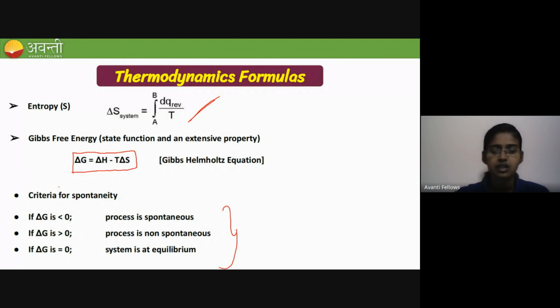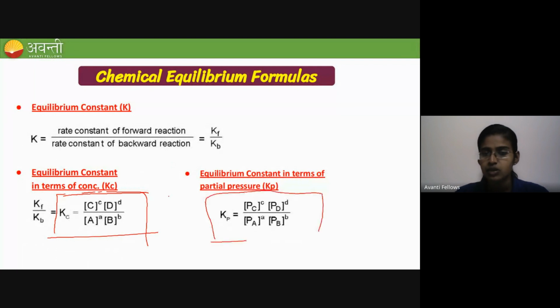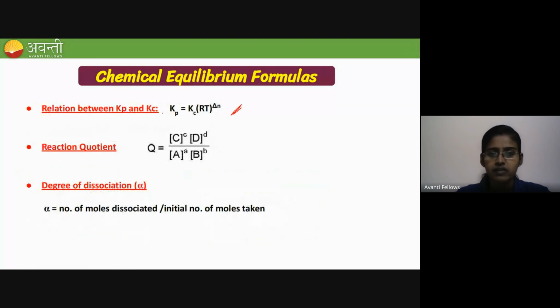Now let's move on to the chemical equilibrium formulas. The first is the equilibrium constant, which is equal to Kf by Kb. To find the equilibrium constant in terms of concentration, it is the product of the product concentrations by the reactant concentrations, raised to the stoichiometric coefficients. In terms of partial pressure, Kp is equal to Pc into Pd by Pa into Pb, raised to their stoichiometric coefficients. Very important. Then this was the relation I've already given. And for the reaction quotient Q, at equilibrium K will be equal to Q. So instead of K, just put Q; the remaining part is the same as that of the equilibrium constant.